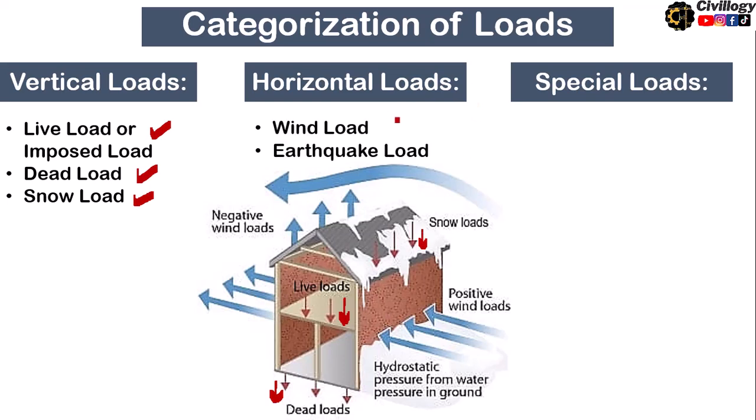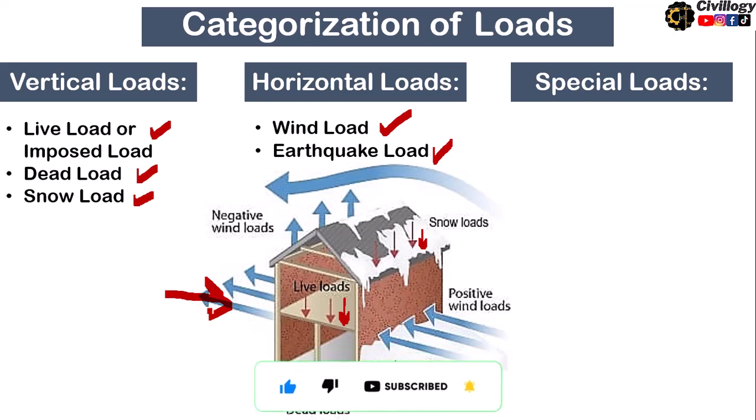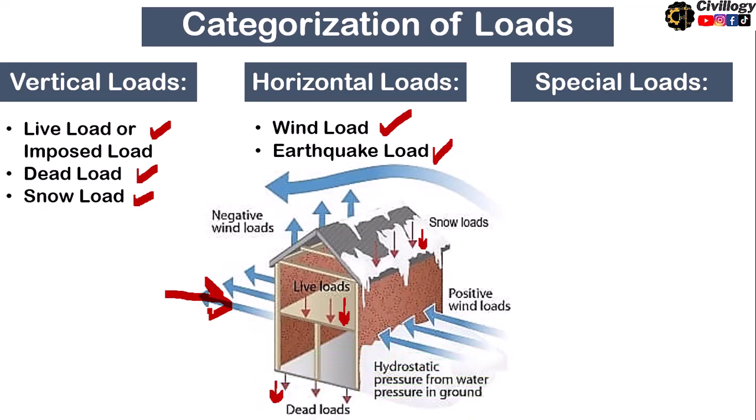Horizontal loads may include the wind load and earthquake load. Okay, as the wind load acts laterally, as you can see over here, it may act in this direction from left to right or from right to left, and earthquake load is also considerable when its movement is horizontal. Okay, vertical movement of earthquake load is generally neglected.